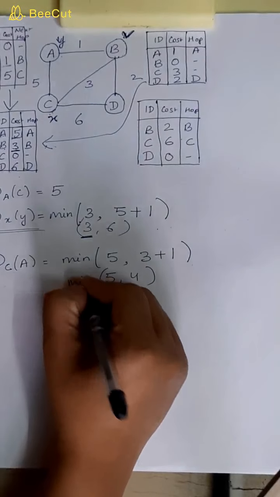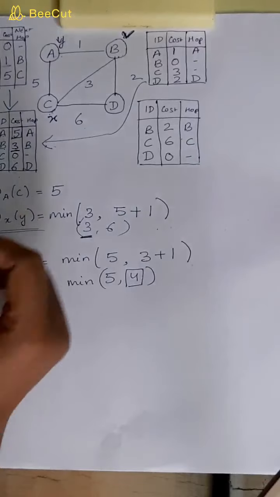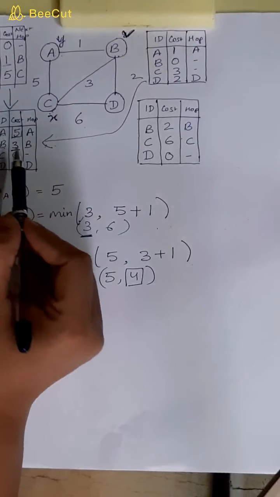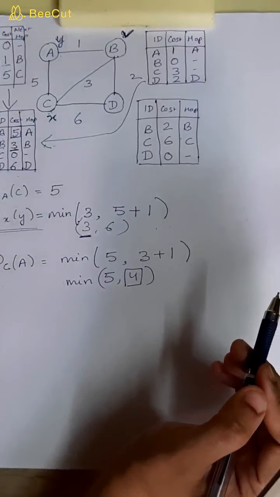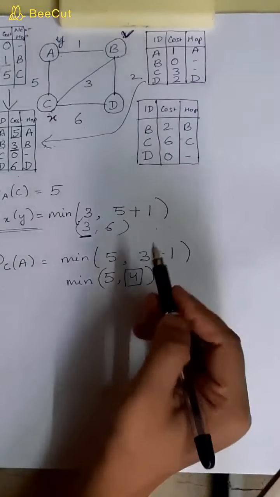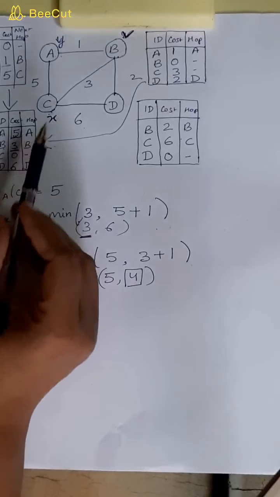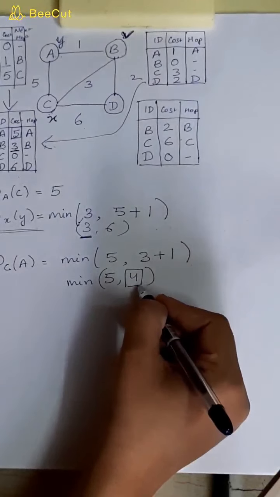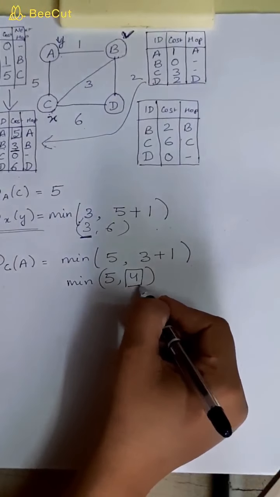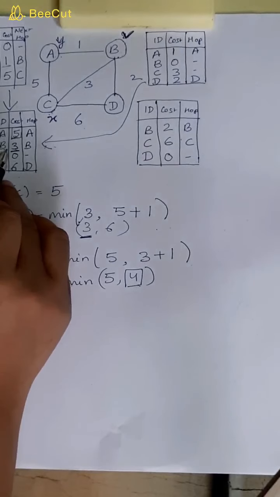Now if you'll see, the cost via B is less as compared to the cost which was there. Yes, the cost for A was more if we were taking the direct link from C to A, whereas if we'll go via B, then the cost will be less. So what we'll do, we'll update it accordingly.